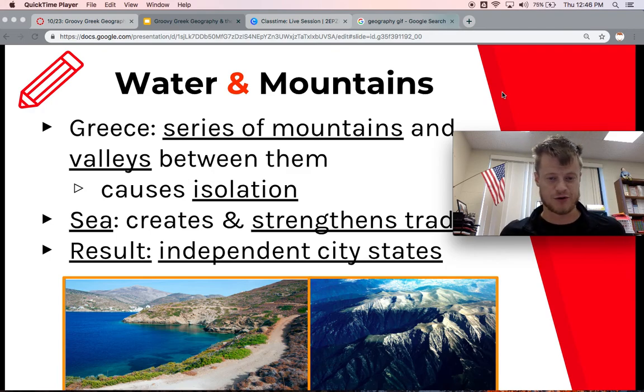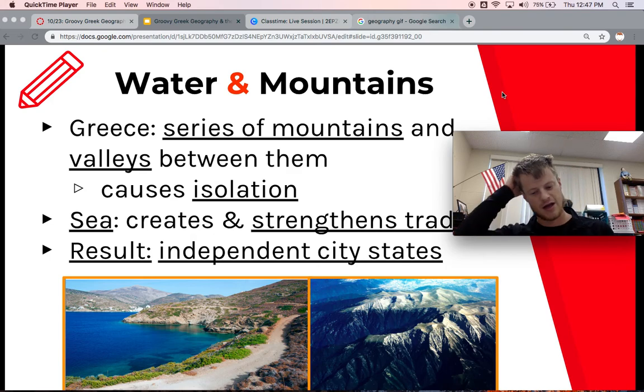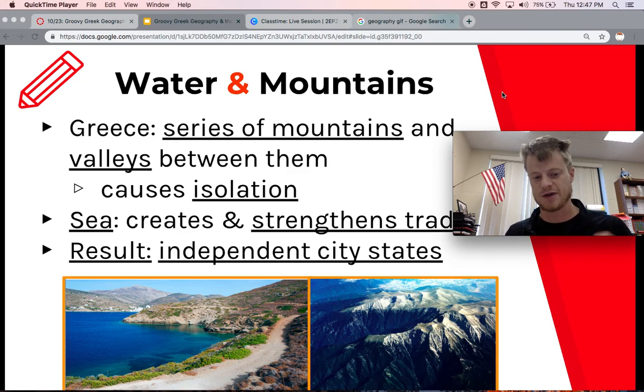It's pretty straightforward. There's not too much complicated about it, except you have to understand there are multiple things going on at the same time. Greece is, first of all, extremely mountainous. Part of the Alps is there, along with some other minor mountain ranges. And because the terrain is so mountainous, the people that live in Greece become isolated from each other, relatively speaking.